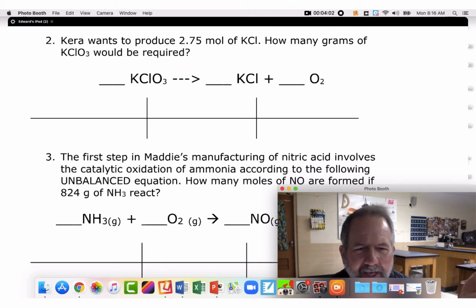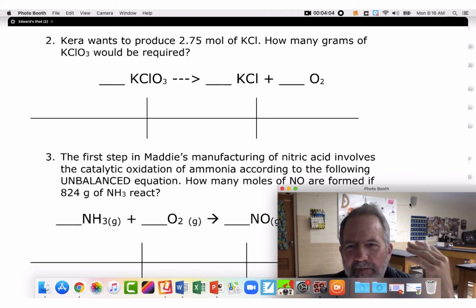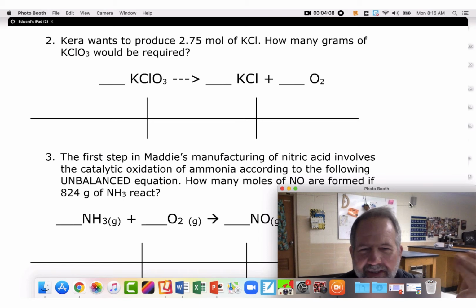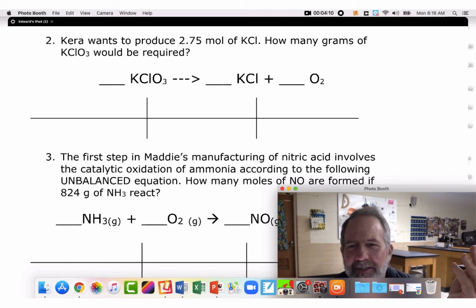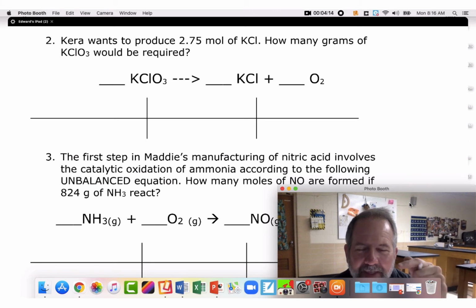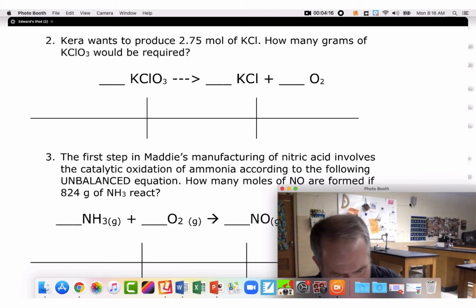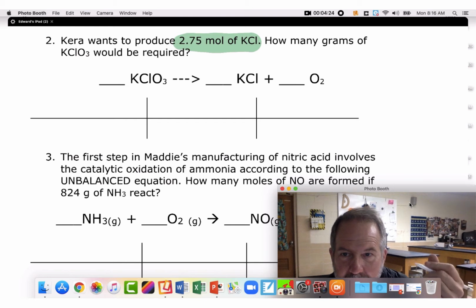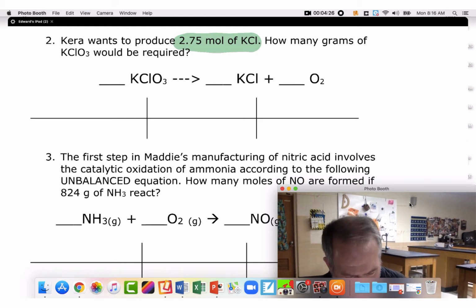This was an old test, so I just put the kids' names in. I like to do that because it's funny. So Kira wants to produce 2.75 moles of potassium chloride. Okay, so that 2.75 moles, that's our given. How many grams of potassium chlorate will be required?